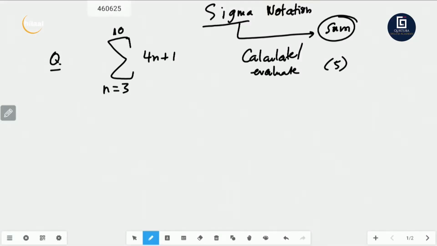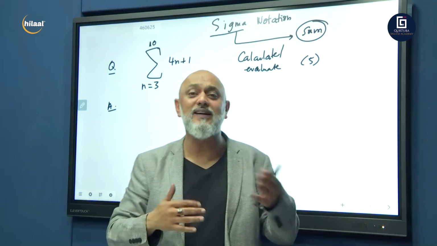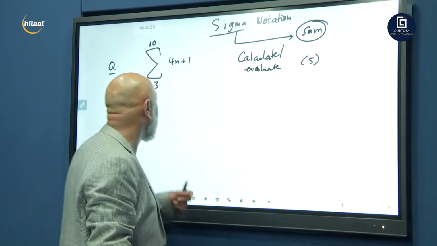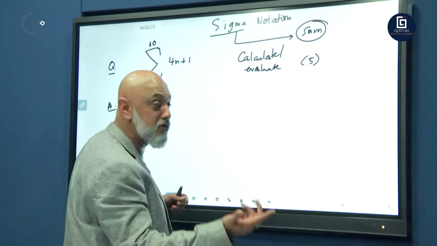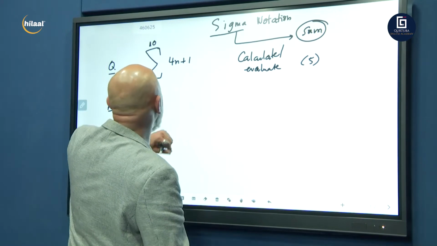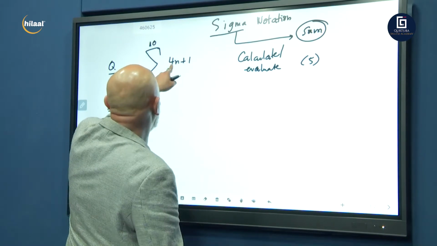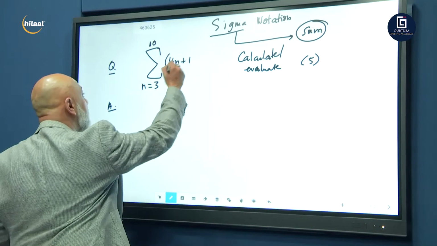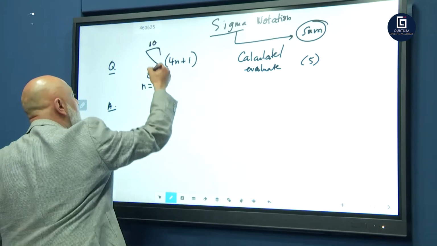Right? So I'm going to show you the different styles of sigma. We're starting from the most basic, and I'm going to give you a couple of examples on how it is done, or the styles in which you could be asked. So take this one down, sigma. It means find the sum. 4n plus 1, that's your general expression. Top number 10, bottom number 3.